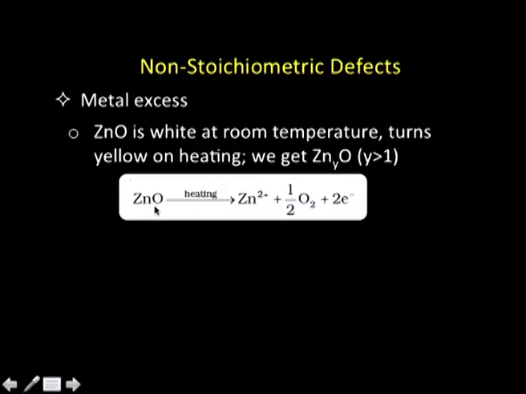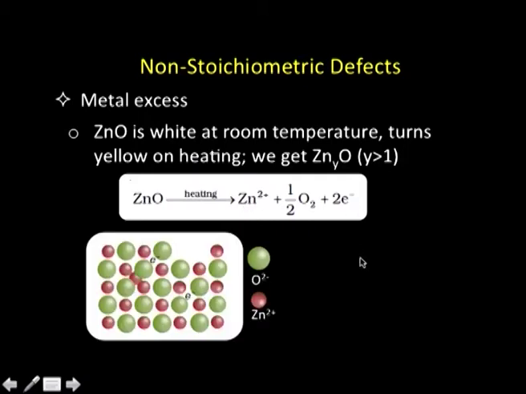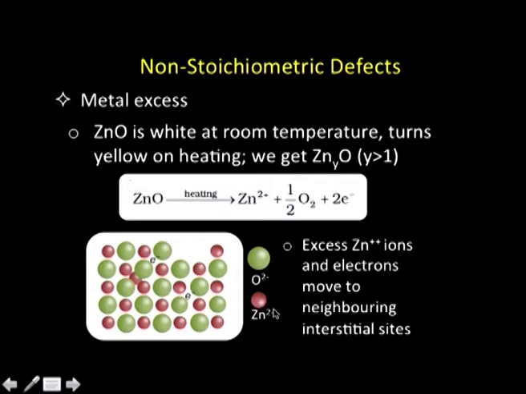What basically happens is, on heating zinc oxide, it loses oxygen. That means oxide ions give oxygen out, and what you get is zinc ions and electrons. In this representation, the green spheres represent oxide ions and the red spheres represent zinc ions. When oxygen is lost, there will be an excess of zinc ions compared to oxide ions.